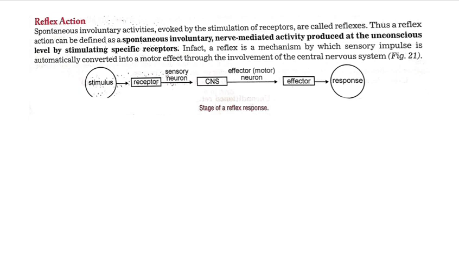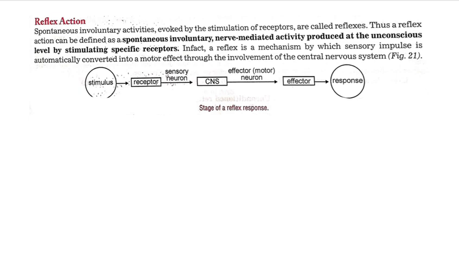Now you can see the stages of a reflex response. There is a stimulus. The stimulus is taken up by the receptor. Receptor can be any of the sense organs. Then sensory neurons convey it to the central nervous system. The central nervous system gives the command to the motor neuron. The motor neuron sends it to the effector, which is usually a muscle or a gland, and the response is created.